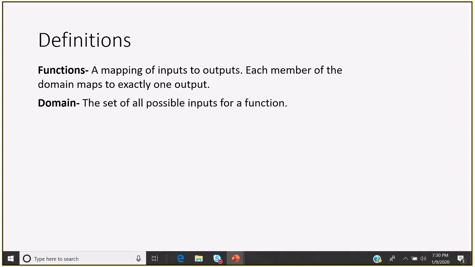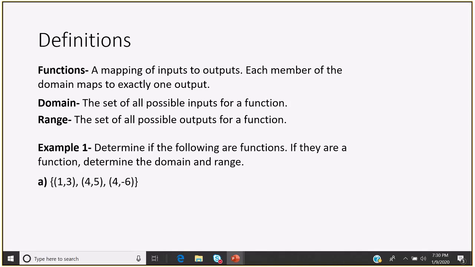So to see that in practice, a few more definitions first. Domain is the set of all possible inputs for a function, so all of the numbers I could throw into a function. And the range is all of the possible outputs I could get from my function. Now we get to see this in practice.